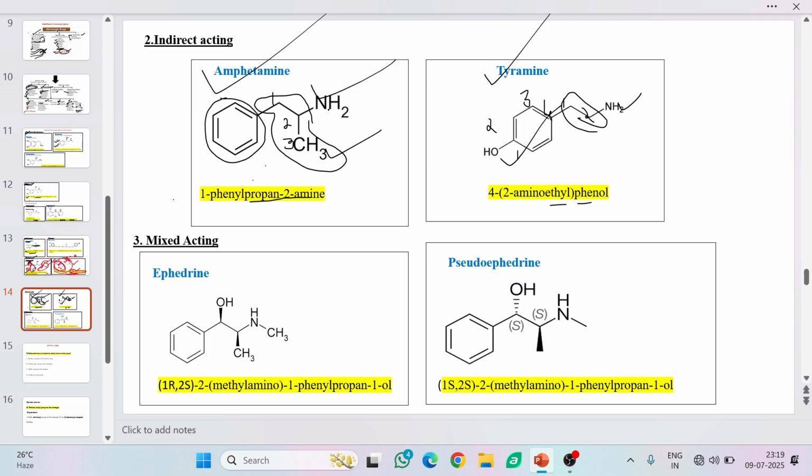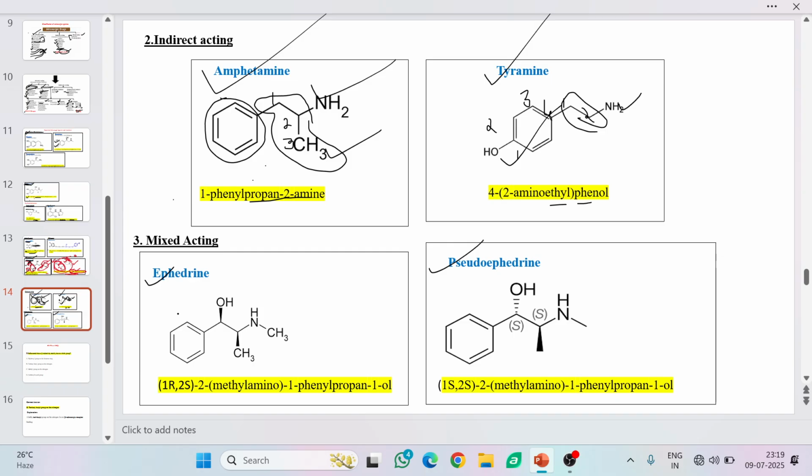So indirect acting agent. Now mixed acting. So mixed acting, I already told, ephedrine and pseudoephedrine are most important. And here the main difference between ephedrine and pseudoephedrine is of their configuration. Their RS configuration are different. So yeah, we will see there. So ephedrine.